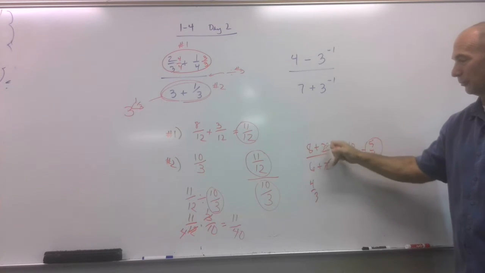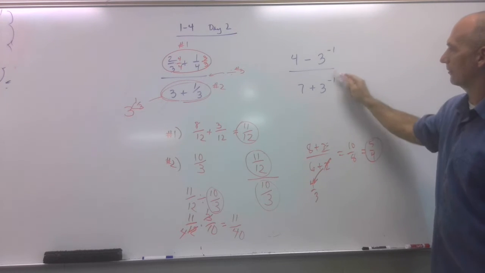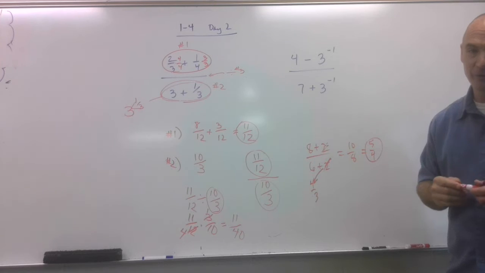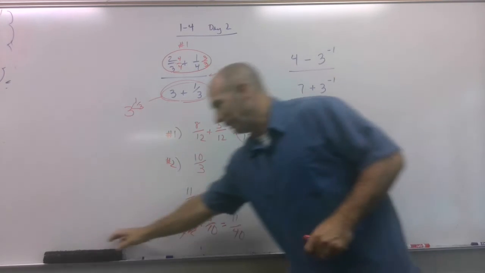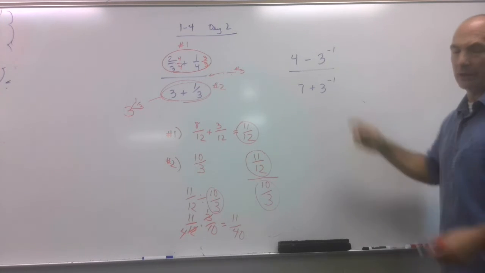So this person did it wrong this way. So you cannot cross these out. You just can't. So there's your basic skills being challenged. It's tempting, but you can't. So how do I do this?